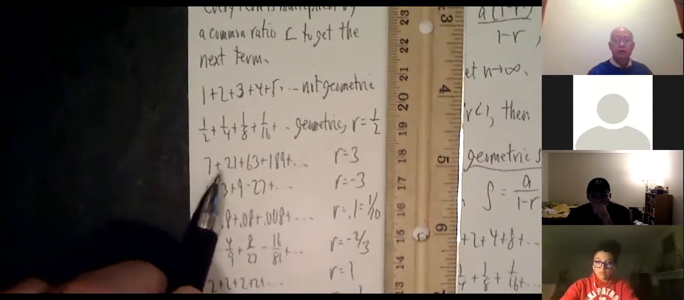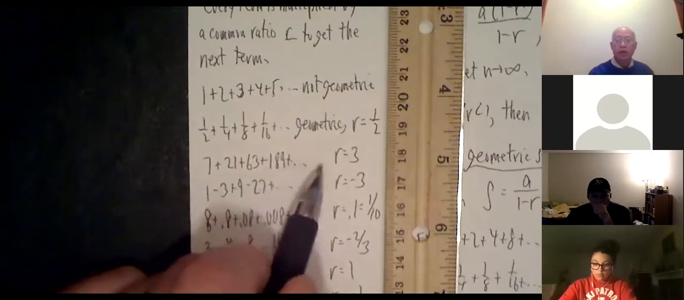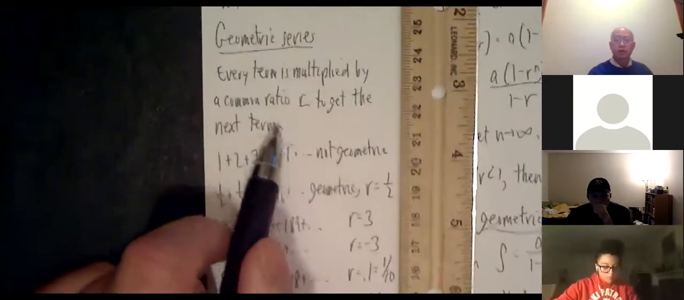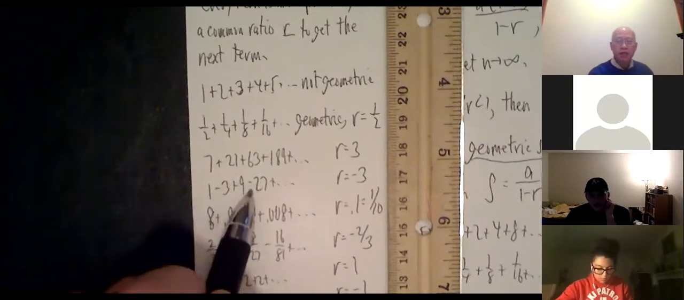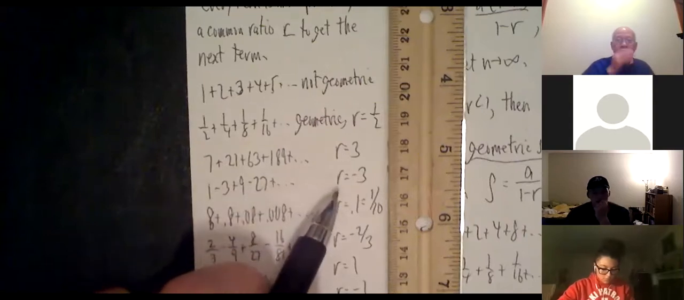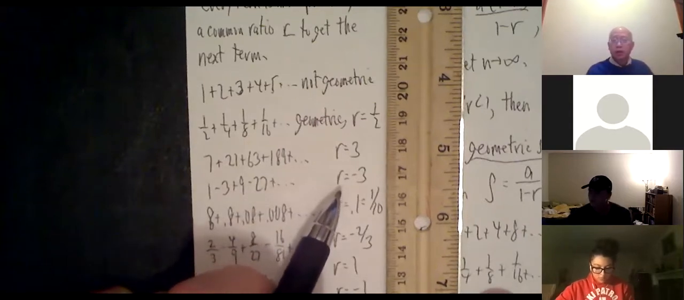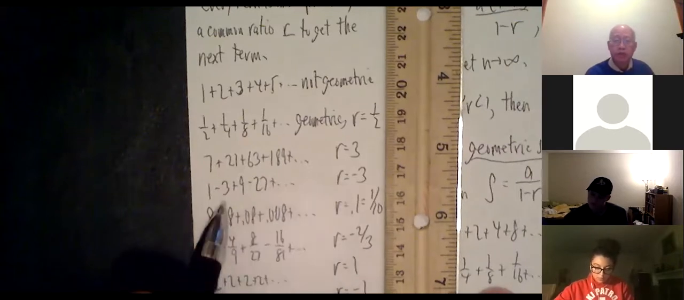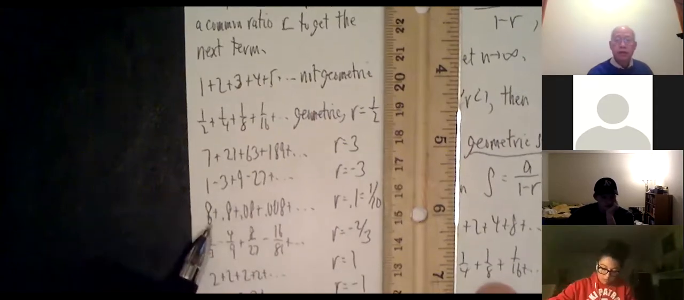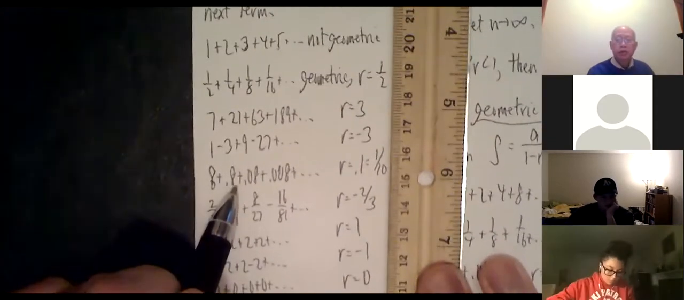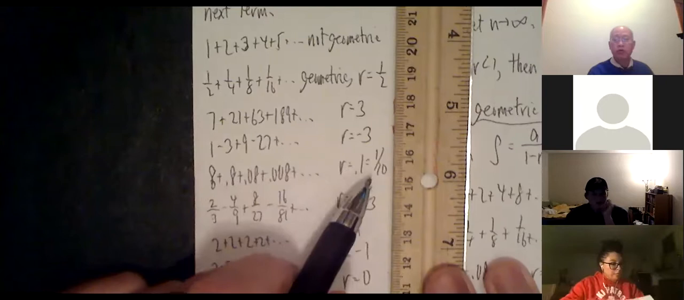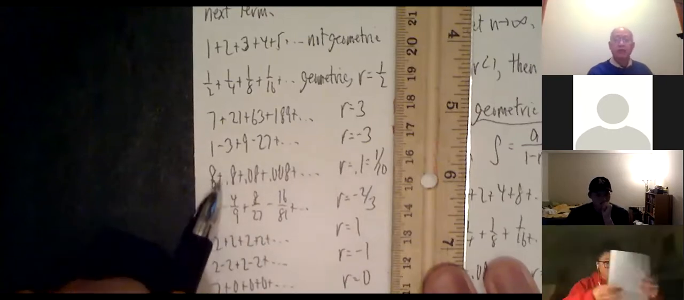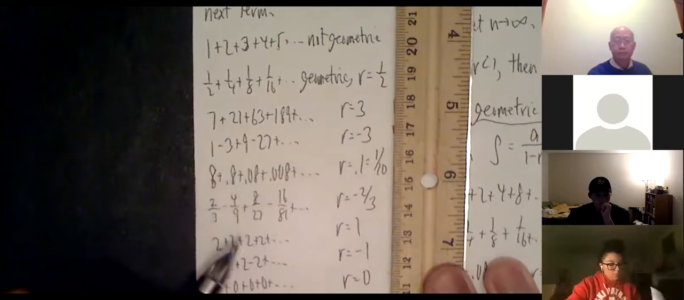Here's one: 7 plus 21 plus 63 plus 189. The common ratio is 3 for this geometric series. 1 minus 3 plus 9 minus 27, the common ratio is -3. As you can probably guess, if the common ratio is a negative number, then the series will alternate, plus, minus, and so on. 8 plus 0.8 plus 0.08 plus 0.008, the common ratio is 0.1, or you can say 1/10. 1/10 of that is that, 1/10 of that is that, and so on.